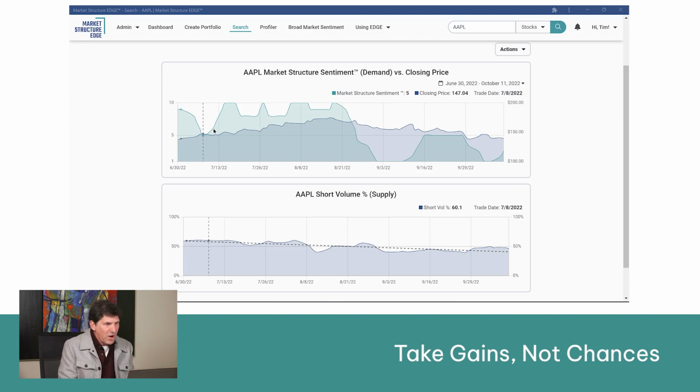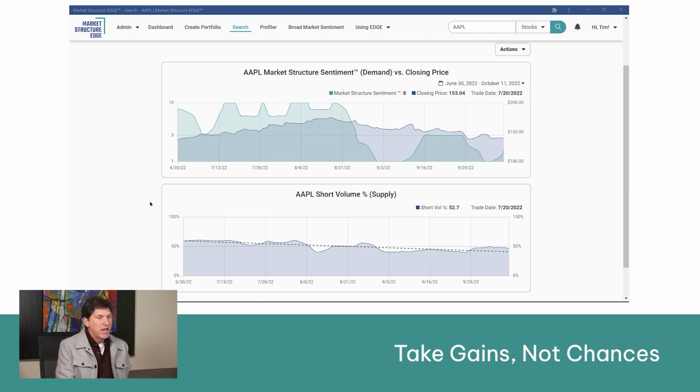You can see right here, this green part of the graph, it's an algorithm that meters demand, buying and selling, from investors and traders. And when there's more buying than selling, it goes up and rises above 5. It's a 10-point scale, and it can hit 10. And look, this is Apple's price. Apple's price rose the whole time that there is excess demand.